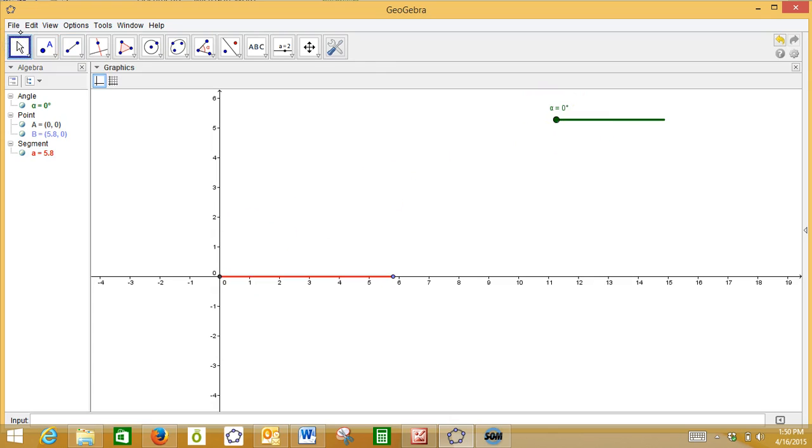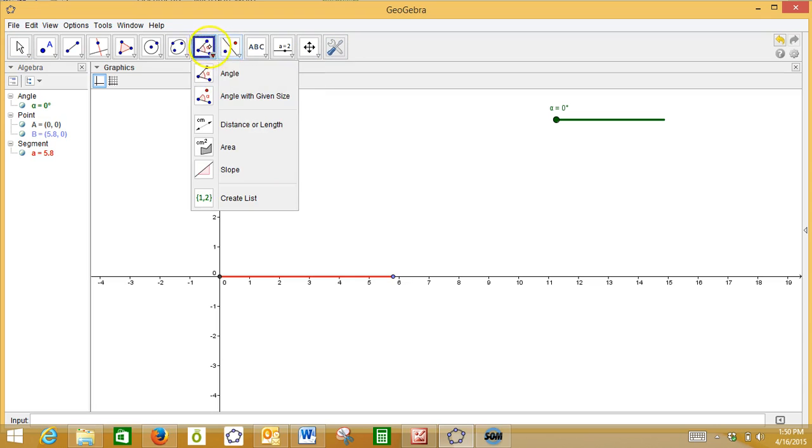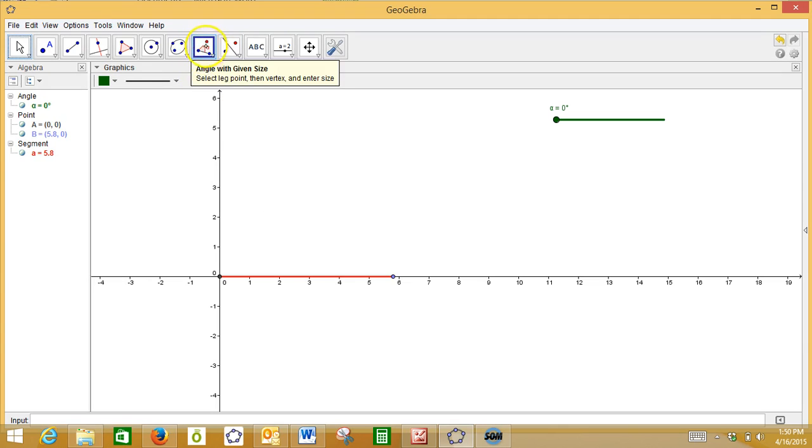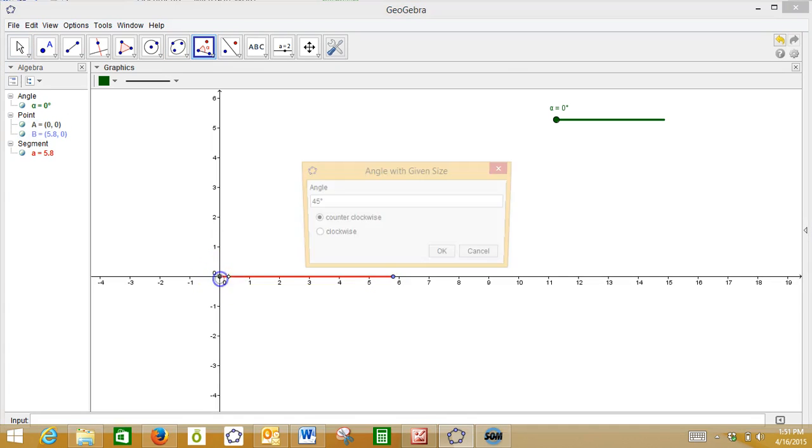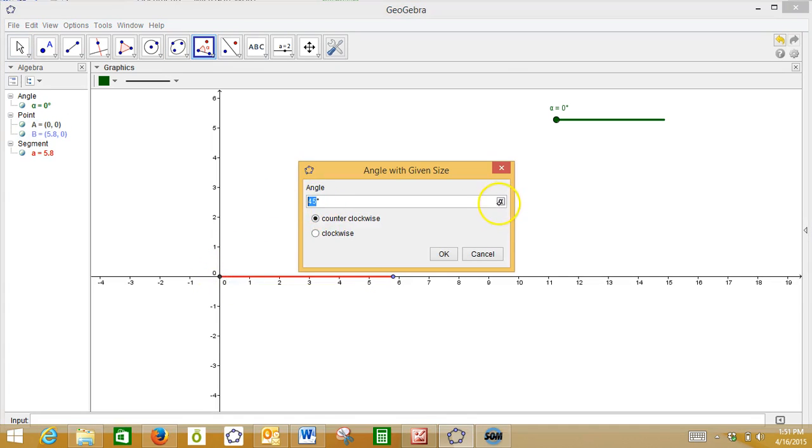So to do that, we can do a couple things. I'm going to grab in my angle toolbox, or the measurement toolbox, we can do an angle with given size. So I'm going to go with this one. So remember, if you don't know how to use a tool, you can hover over it and it tells you select leg point, then vertex, and enter size. So this is my leg point, this is my vertex, and then it asks what size do we want to make, and I'm just going to get rid of my 45 degrees, and I'm going to come over here, and in my symbol box over here, I'm going to grab the alpha symbol. And alpha is already an angle, so I don't think I need the degree symbol.